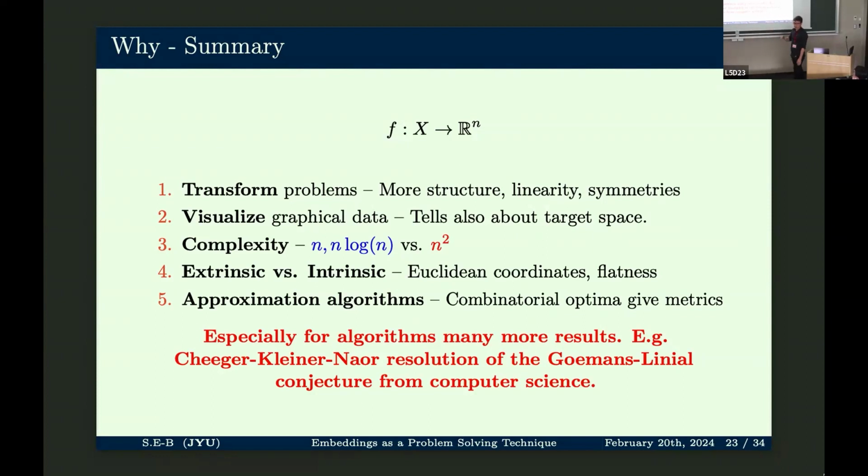In this connection, I will not return to this point. You'll have to come to my mini course to hear more about this. But there is a very famous case of this from the last, I guess, over 10 years. Cheeger, Kleiner, and Naor solved, using purely mathematical techniques, a conjecture in theoretical computer science called the Goemans-Linial conjecture, and it was basically similar to this. You showed that for a certain approximation algorithm, the performance of that algorithm was related to how good an embedding you had. And they showed that you couldn't get a better embedding than something.